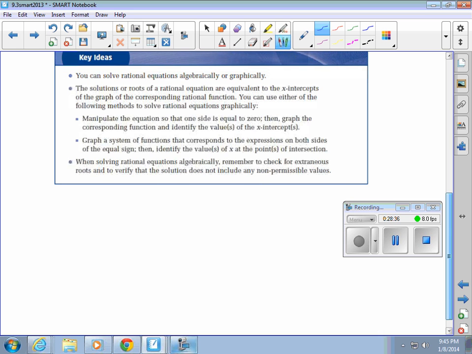Okay, and then it says, when solving rational equations algebraically, remember to check for extraneous roots and verify your solution does not include any non-permissible values.